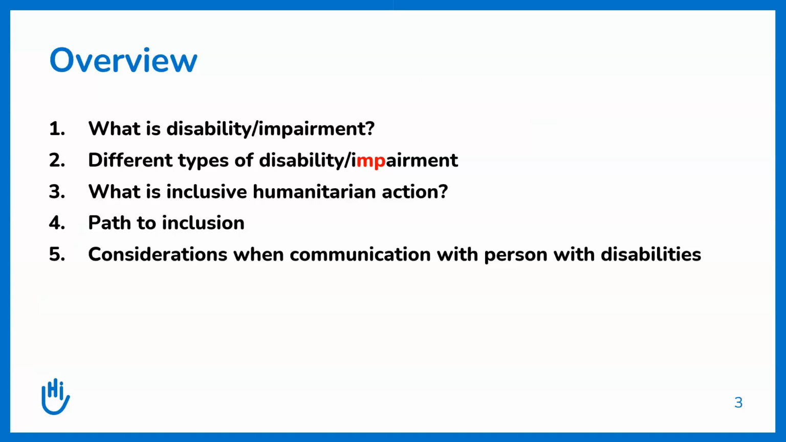I'll go to the next slide. An overview of what we are going to cover. It's disability versus impairment. We're also going to look at types of various disability, also types of impairment, and we're also going to look at inclusive humanitarian action. As we are all aware, South Sudan largely is a humanitarian context, whereby the NGOs work to complement the government effort in terms of serving our population. Then we shall look at the path to inclusion, and the last one will be considerations when communicating with persons with disability. Some tip sheet on how to communicate with persons with disability.